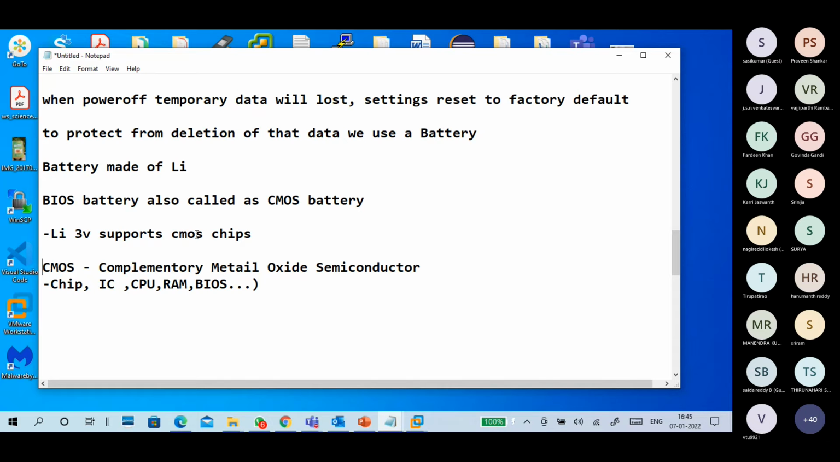Now if you go to the market and say you want a 3 volts lithium battery with this particular battery number, they don't understand it. They think you're confusing them. You should ask for a CMOS battery only. The battery is not made up of CMOS technologies.